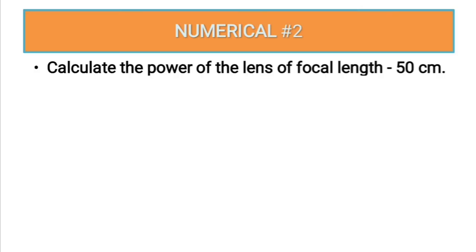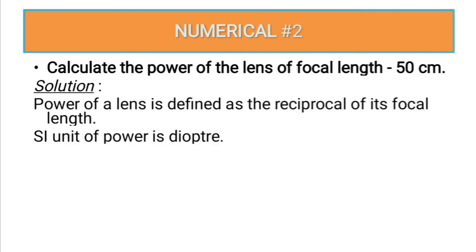Well, the next problem is: calculate the power of the lens of focal length 50 cm. So focal length has been given, which is 50 cm, and you have to find the power of the lens. Well, the solution to this problem is, first of all, we must know what is power. It is nothing but the reciprocal of focal length. So it is quite easy. And you should also remember the unit, which is diopter or capital D.